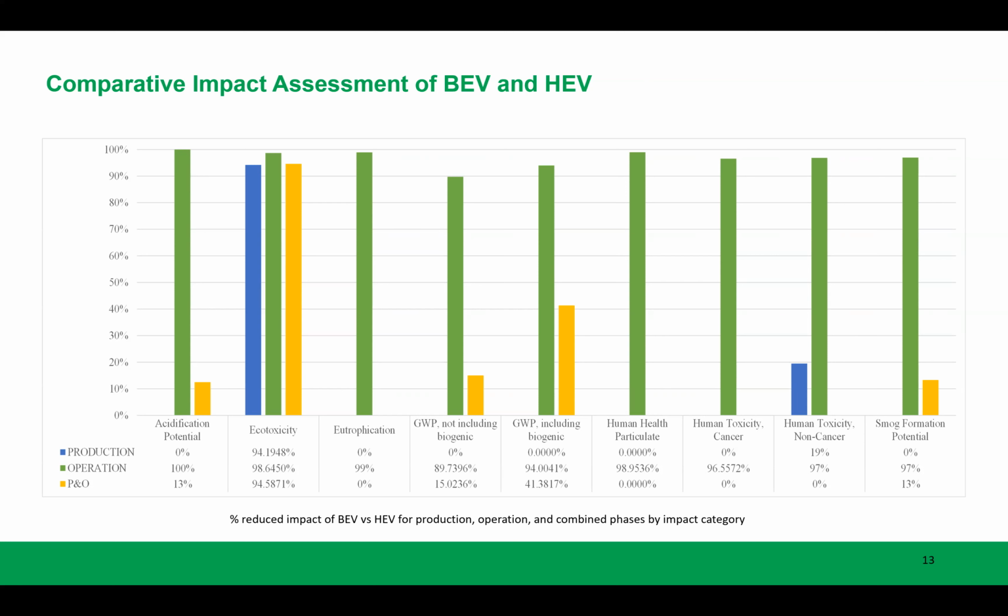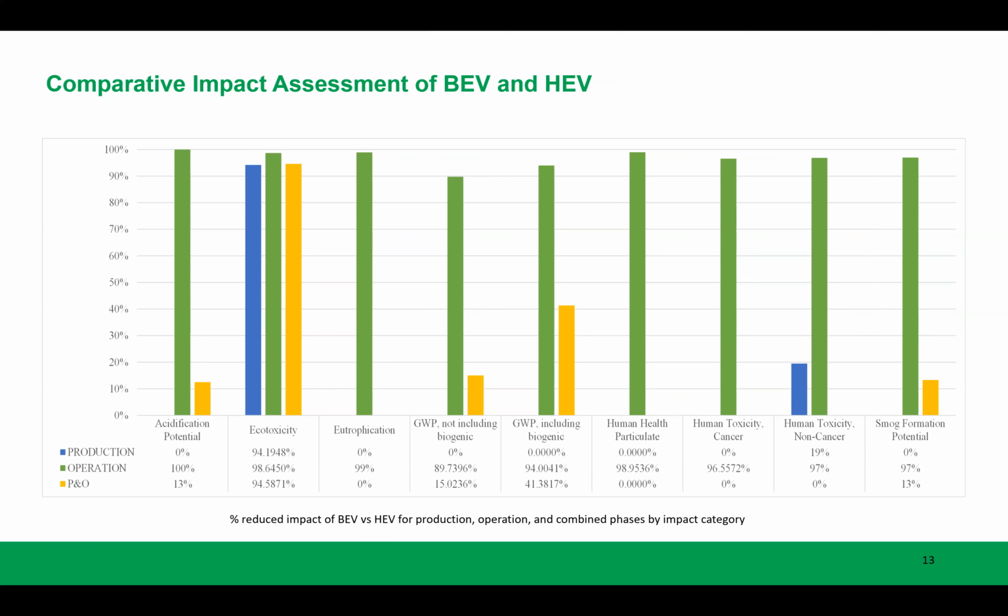The blue and green bars represent the production and operation phases respectively, while the yellow bar represents the total % reduction. For example, if we purchase a BEV rather than an HEV, we can anticipate 100% less acidification potential during the operation phase of the vehicle. Furthermore, this tells us that a BEV does not contribute any acidification potential during this phase.